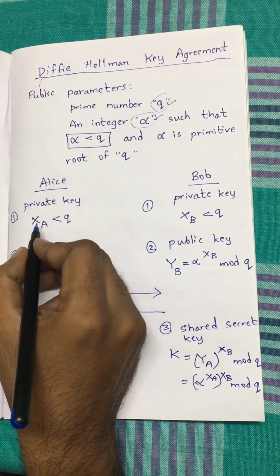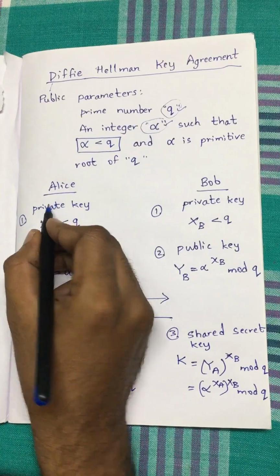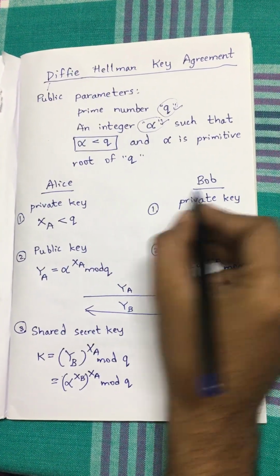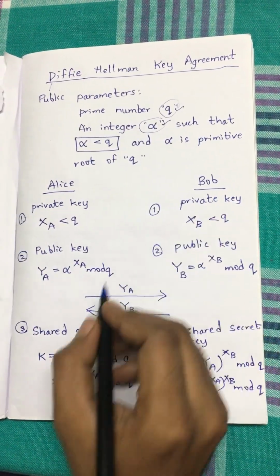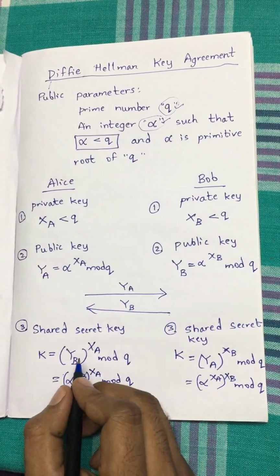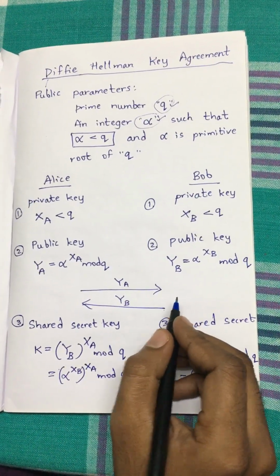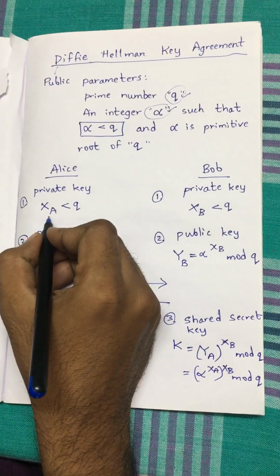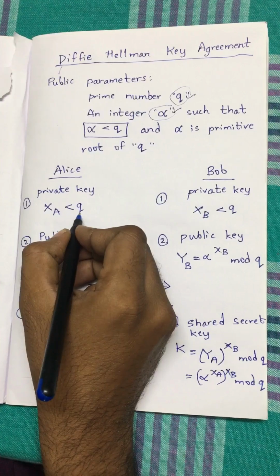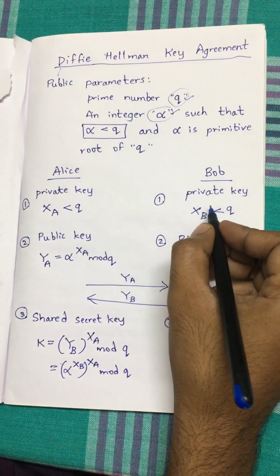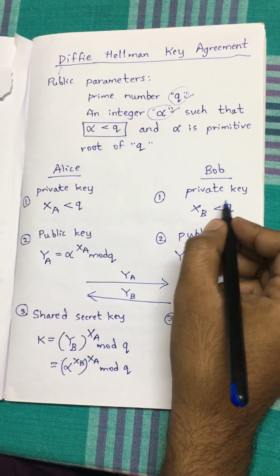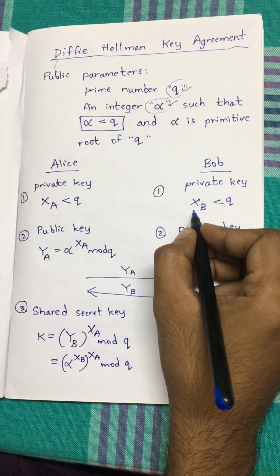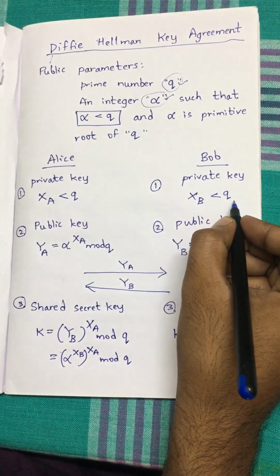Now let us assume Alice is one party and the other party is Bob. Both these parties are trying to generate a shared secret key for secure communication. For that, Alice will select a private key xa which is less than q, the prime number, and Bob will select a private key xb less than q.